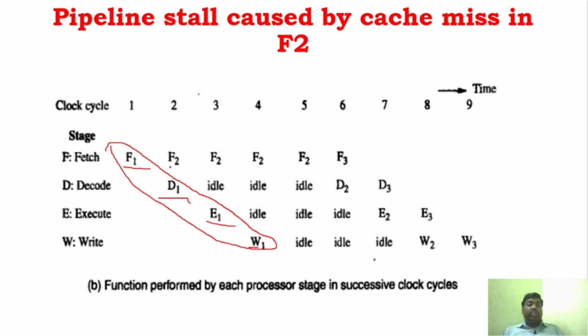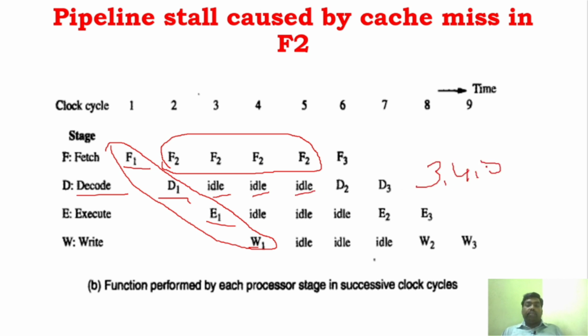But if you take instruction 2, what happens? The fetch phase is completed only at the 5th clock cycle. Because of that, the decode phase is idle for the third, fourth, and fifth clock cycles. 3, 4, 5. It is idle for 3, 4, 5 clock cycles. Similarly, the execution unit is idle for 4, 5, 6 clock cycles. You can see here 4, 5, 6. Similarly, the write unit is idle for 5, 6, 7.